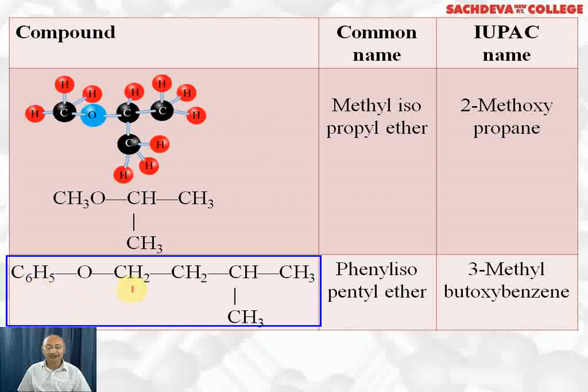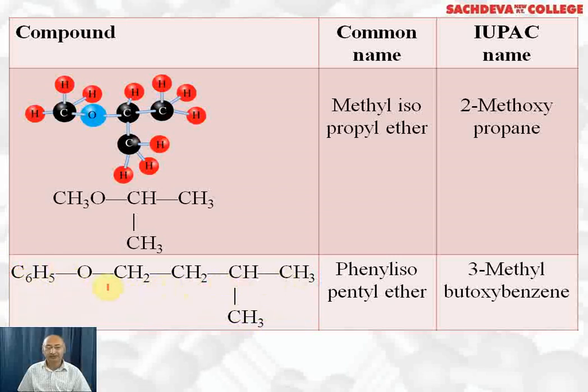This is aromatic ether. Vinyl group is there. CH2, CH2, CH, CH3, CH3. Now the number of carbon atoms are more in benzene, so this will be taken as substituent. Phenyl isopentyl ether is the common name. And 3-methyl, this is first, second, third, fourth. 3-methylbutoxybenzene is the IUPAC name.